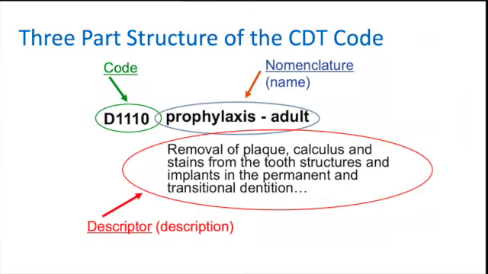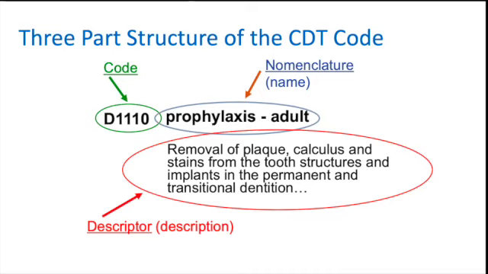So let's take a look at the three-part structure of the CDT code. The CDT code entry in this slide comes from the preventive category of services that illustrates how an individual code entry is structured. Why should you care about the components other than the five-digit code? Well, we care because the full nomenclature and descriptor help you decide whether a particular CDT code is applicable to the procedure that you delivered. So first you see the procedure code. That's D1110.